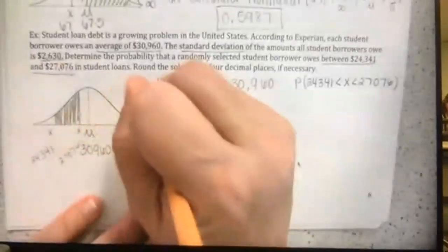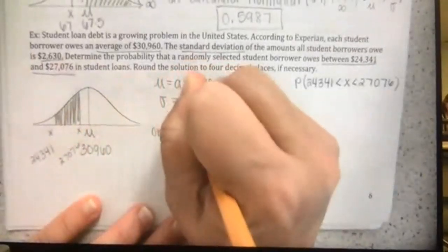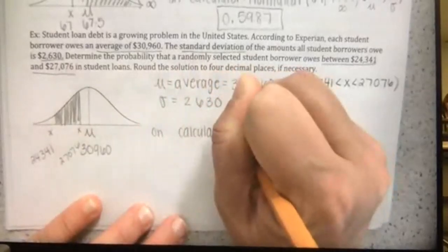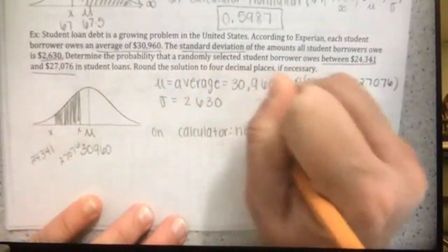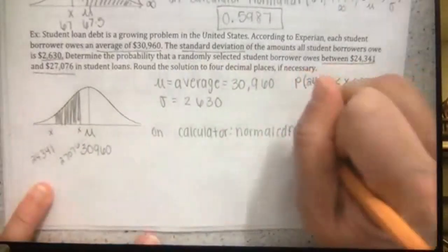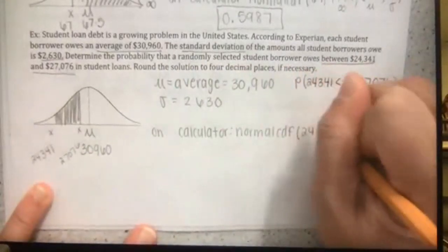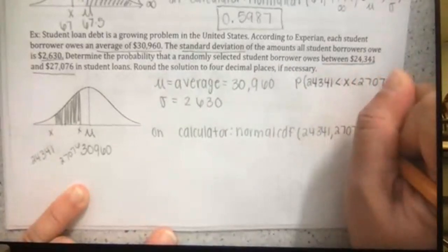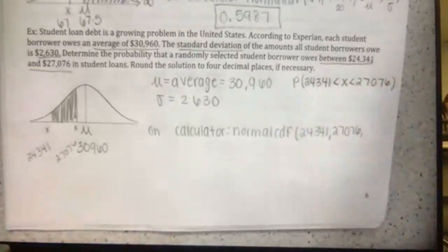So on our calculator, normal CDF. Our lower limit is 24,341. Our upper limit is 27,076. I don't have enough room. Let me scoot it over.